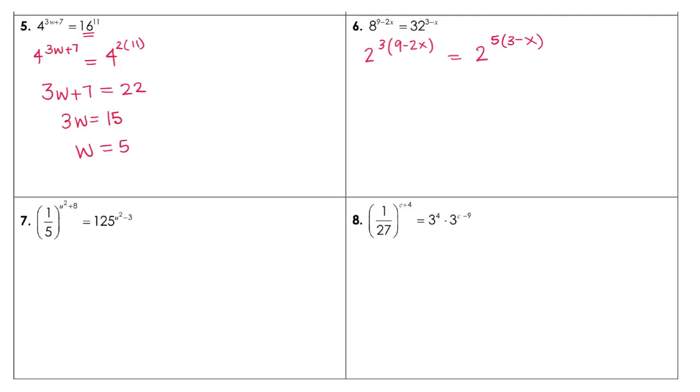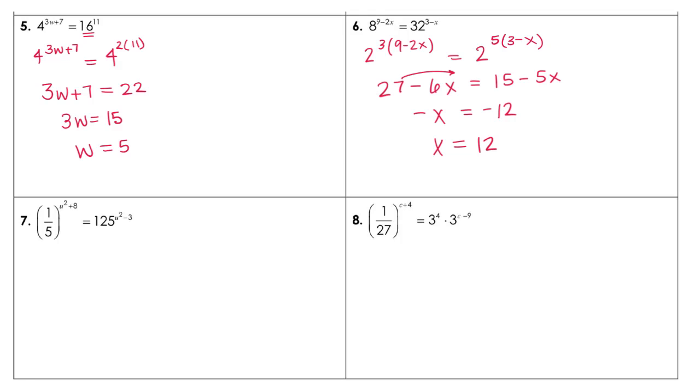Okay, so we're ready to distribute and bring down our exponents. So we're going to have 27 minus 6x equals 15 minus 5x. I'm going to add my 5x over, so I have negative x equals, and if I subtract 27 over, that's going to give me negative 12. So x is positive 12.